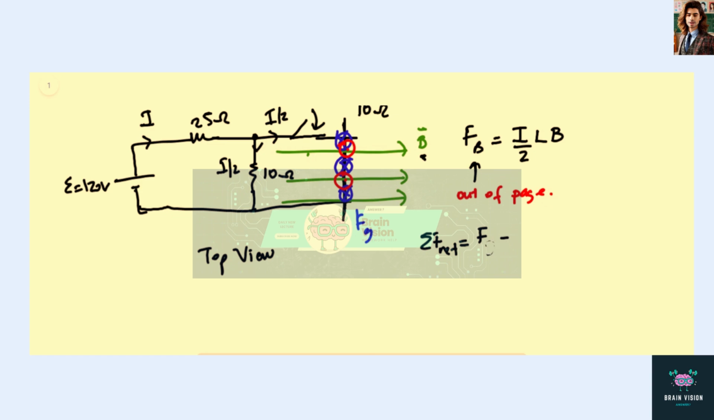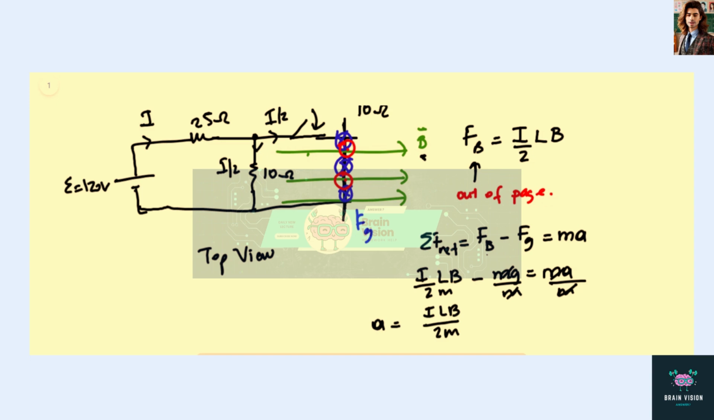Let's use the convention that if a force is along positive y, we take it as positive. So it's going to be F sub B minus F sub G equals m times a, the mass times acceleration of this bar, from Newton's second law. Substituting for F sub B, it's I over 2 LB minus mg equals m times a. If we divide both terms by m, we get the acceleration to be ILB over 2m minus g.